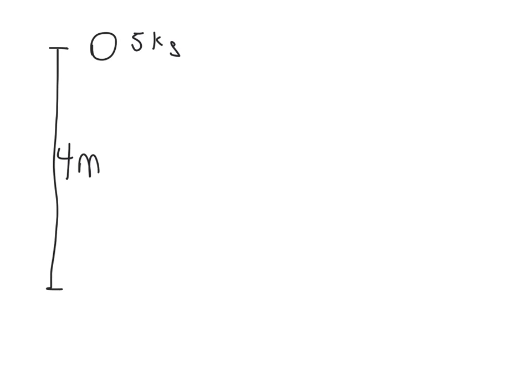So another sample problem I've got here, it says that we've got a ball and it has a mass of 5 kilograms, and it is 4 meters off the ground and it gets dropped. And it says that when the ball hits the ground, it is moving at 5 meters per second. And the question is, what's my change in total mechanical energy?